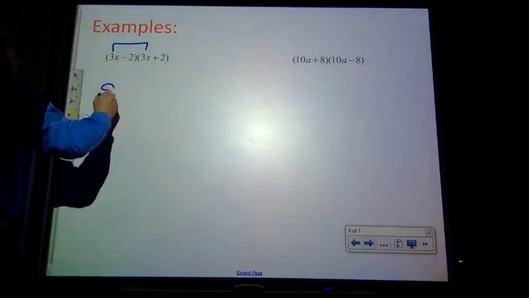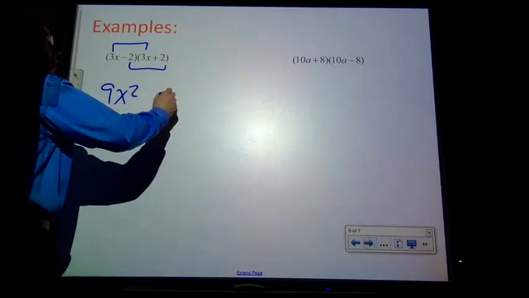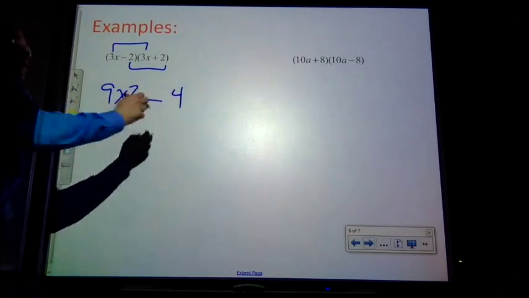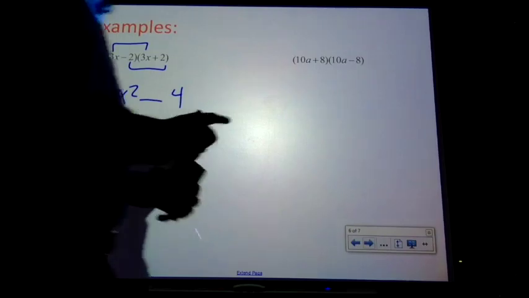So, the answer is 3x times 3x is? Perfect. 9x squared. And then 2 times 2 is? 4. And it's called the difference of two squares. So what sign needs to be in between? Minus. Difference means subtraction. That's all it is. It's going to work each and every time. Good job, George.